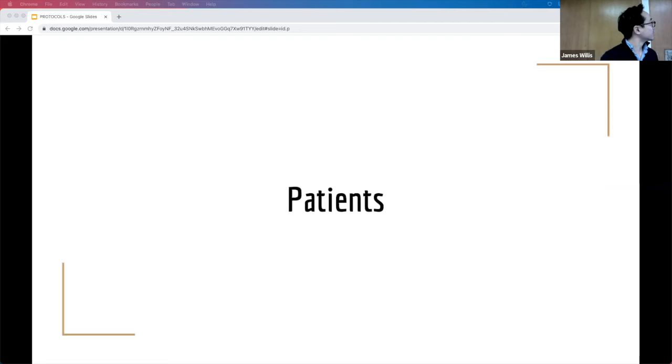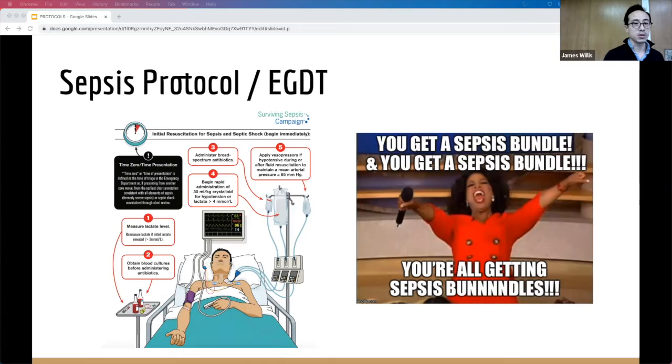So patients, we ultimately want to improve their symptoms or improve their medical outcomes. We don't want to cause harm. So just focus on that, do no harm. So I think we'll go over this first example, which is a protocolized treatment of something that's a very large topic, like sepsis. So this seems to be the poster child of protocolization.